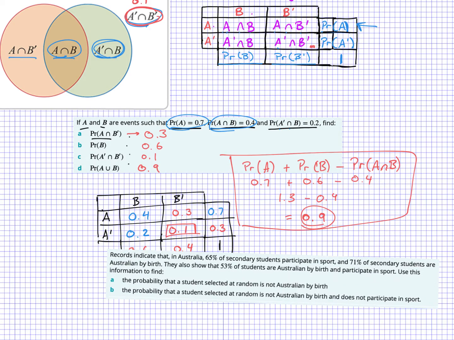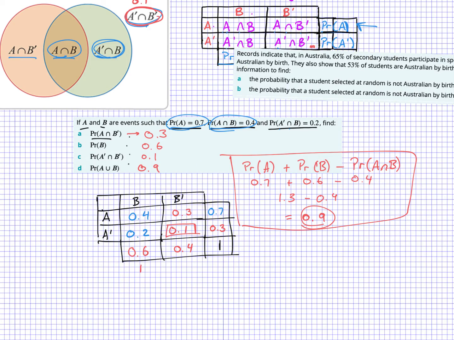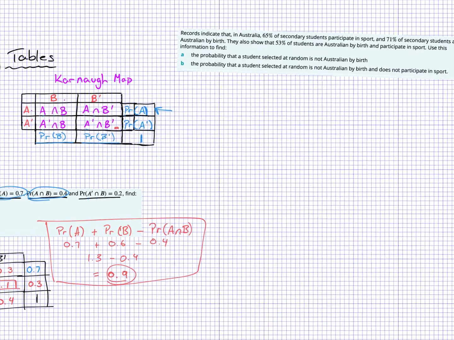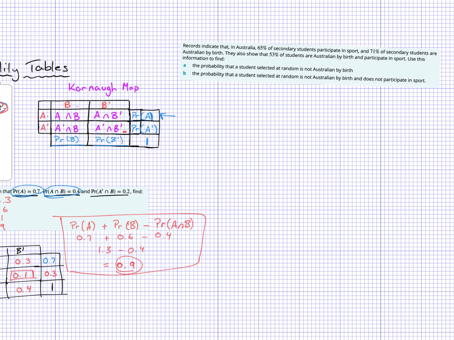All right, let's have a look at another question. I'm just going to position it next to this so that we have room and can see both at the same time. All right, so records indicate that in Australia, 65% of secondary students participate in sport, 71% are Australian by birth. They also show that 53% of students are Australians and participate in sport. So there's an A event, which is sport, and a B event, which is Australian by birth. All right, so we've got our two events. We can draw our little Kano map here.